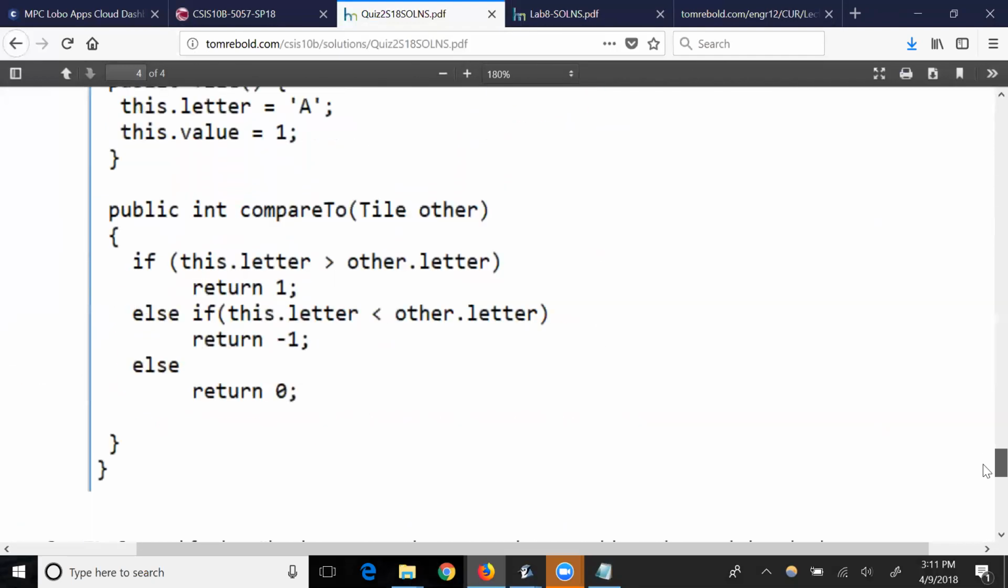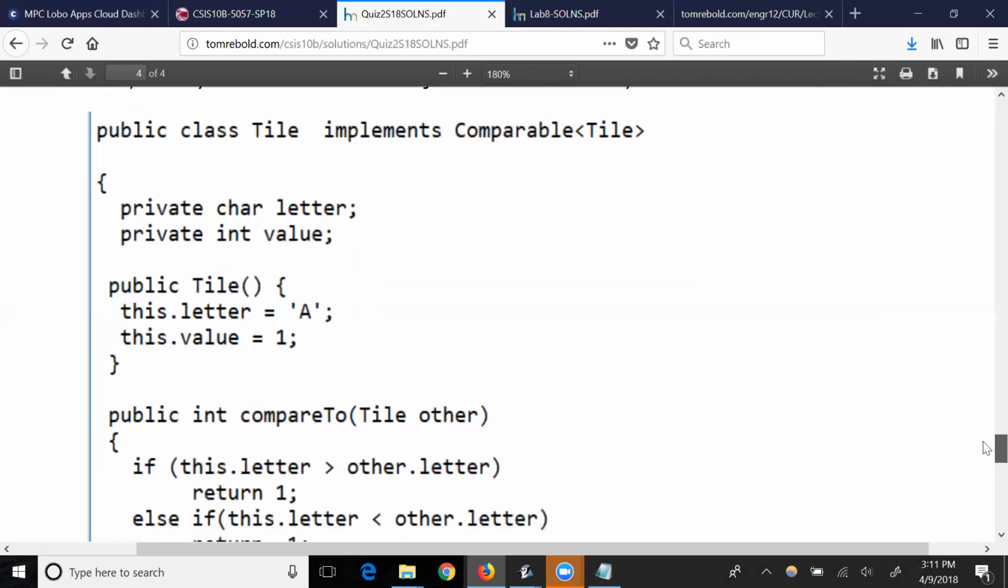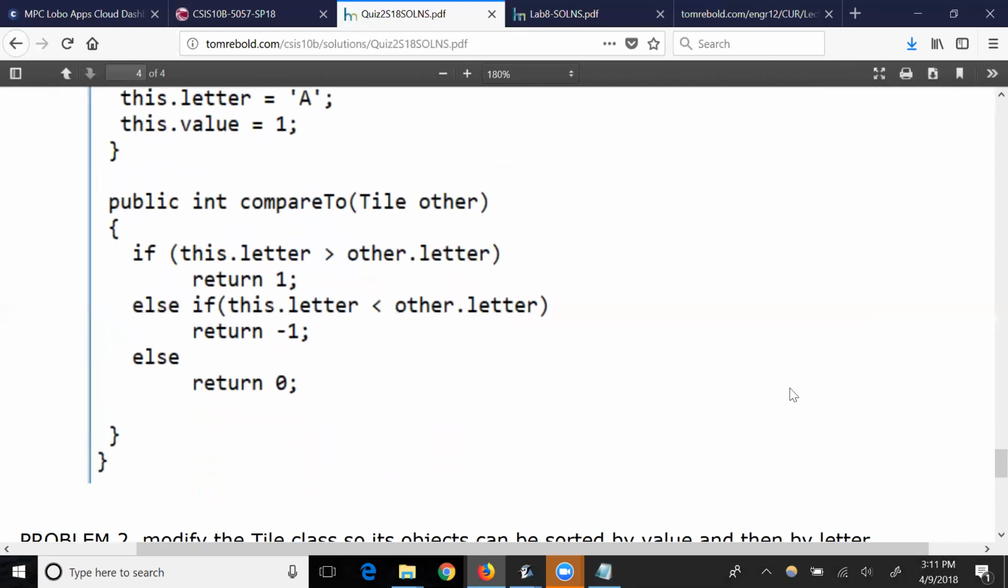And then there was a Scrabble tile class. If you want to just sort them by the letter only, you would say something like, if this dot letter is greater than other dot letter, you could return 1. If this dot letter is less than other, return -1. Otherwise, return 0. Again, chars don't have compare to methods either, so you can't say this dot letter dot compare to other dot letter when you have char, because char is a primitive data type. It's kind of like an integer, but it's interpreted as a symbol.